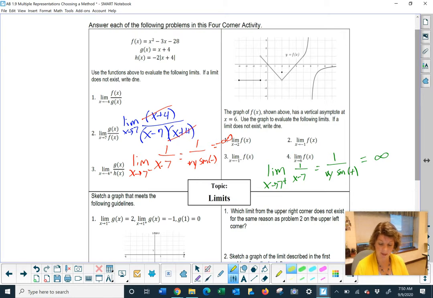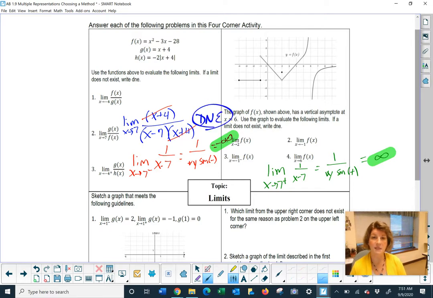Now I take a look at it and compare my two results from the left and the right of 7, and I notice that they are not equal. The limits do not match. So for number 2, I will have to answer that the limit does not exist. I was hoping to give a little bit more information, like it goes to infinity or it goes to negative infinity, but one branch goes one way and one branch of the function goes the other way. So D and E on this one.